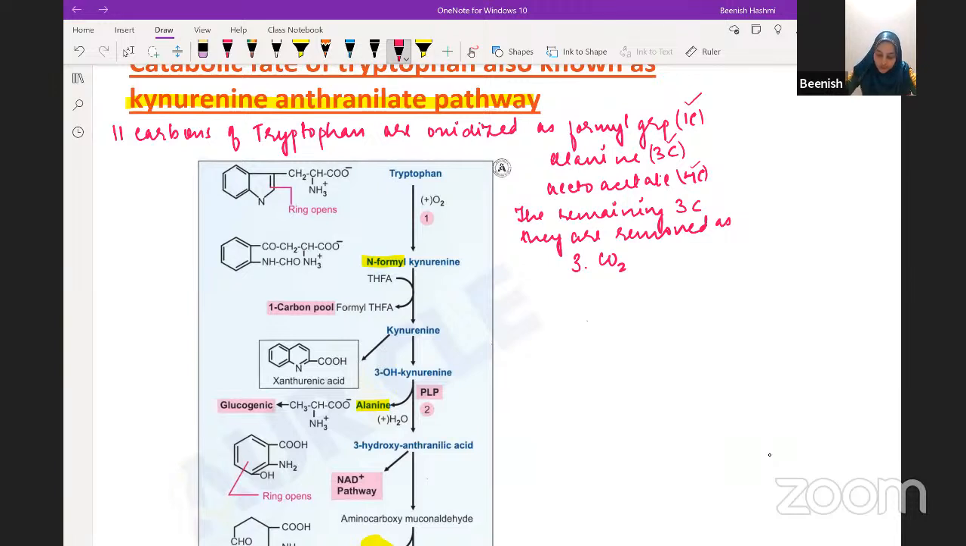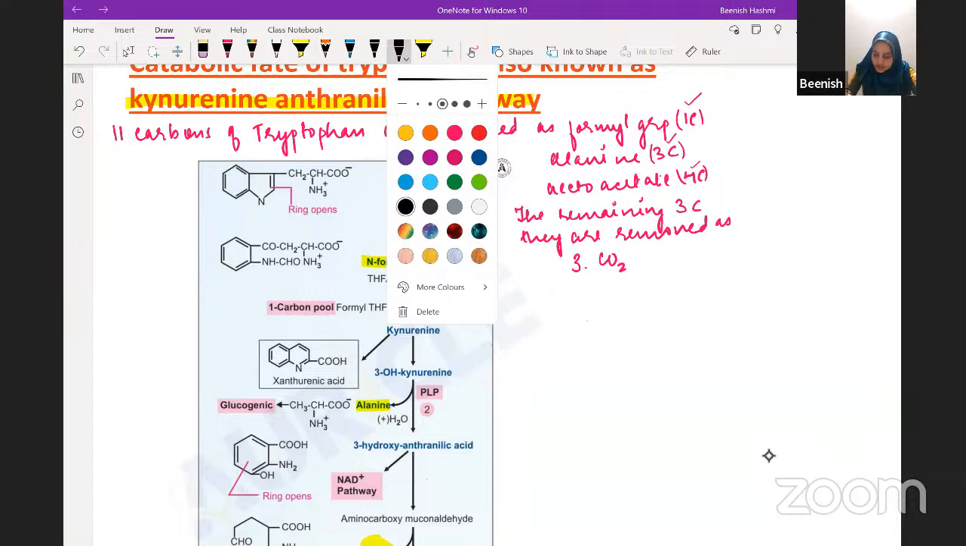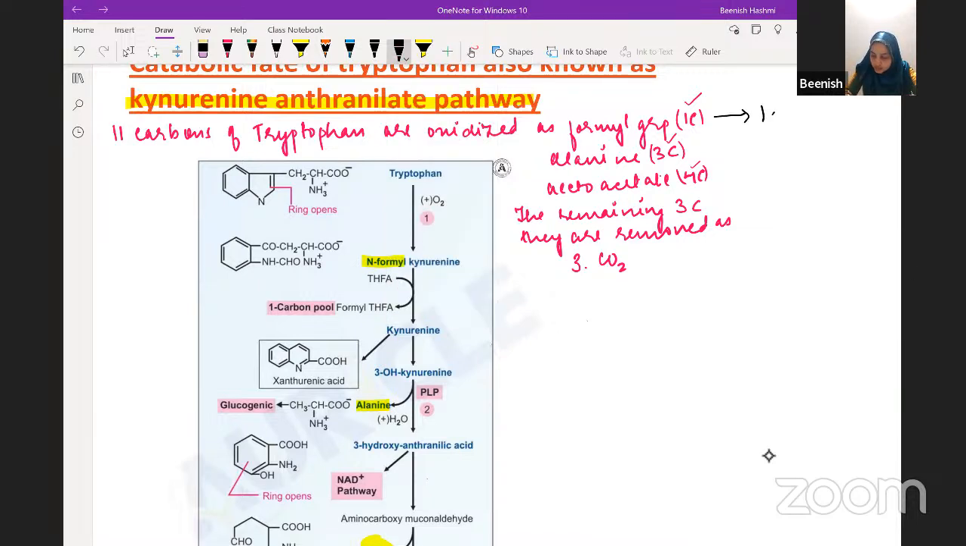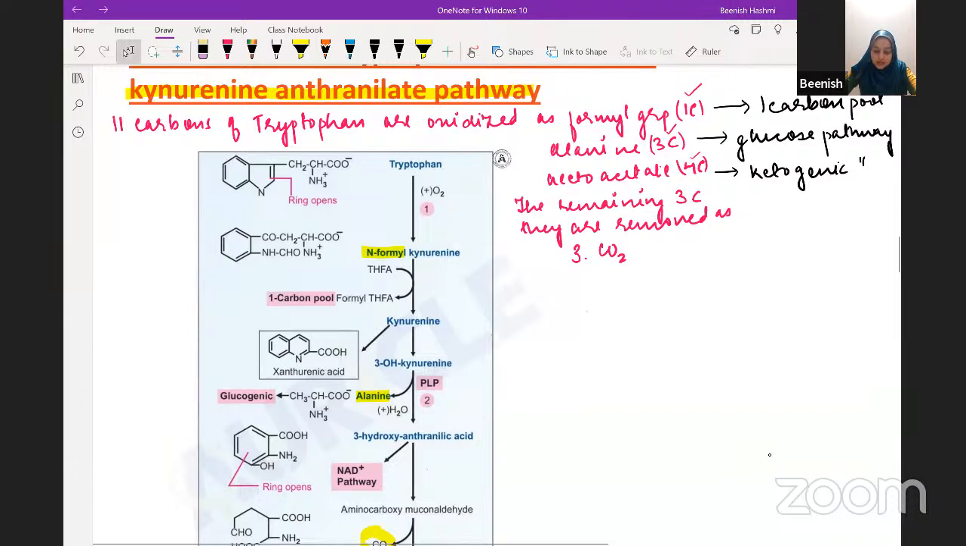So this formyl group that is formed enters the 1 carbon pool. Alanine enters the glucose pathway. Acetoacetate enters the ketogenic pathway. Okay. So now let's take a look at the stepwise reactions. Your tryptophan is changing into N-formyl kynurenine. The enzyme is tryptophan pyrrolase.